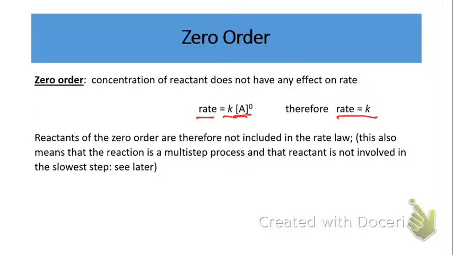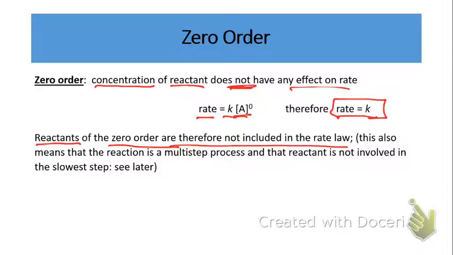Therefore, what that means is that the concentration of the reactants does not have any effect on the rate whatsoever. And so the rate is just dependent on what the rate constant will be. So as we mentioned, the reactants of a zero order are not included in the rate law, which you can see here. So the rate law for zero order is just the rate is equal to the rate constant.